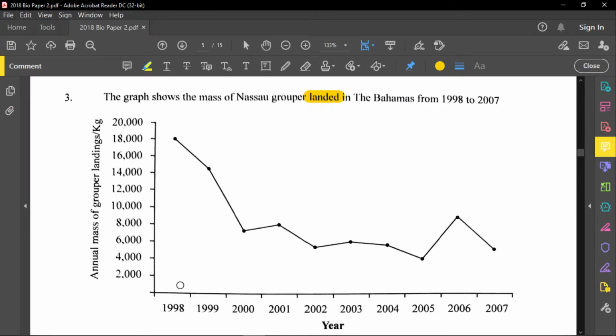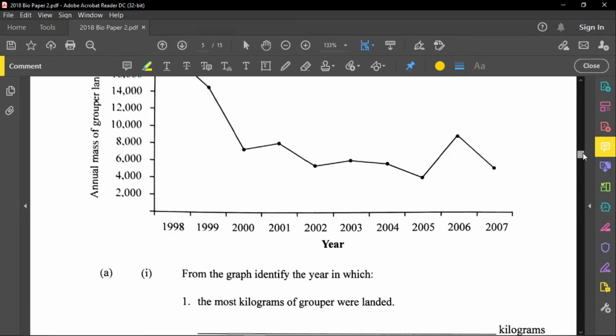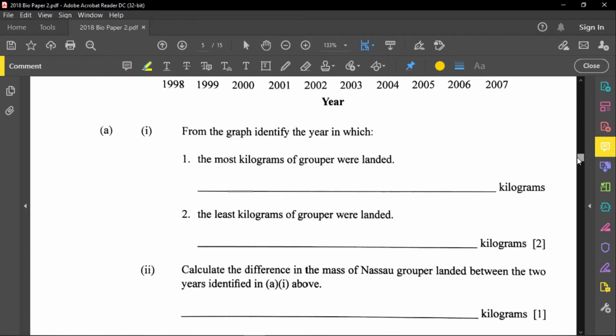Okay. So here now, the range of years from 1998 until 2007 based on the graph. Your y-axis shows annual mass of grouper landing, and this is in kilograms. And here is the amount of landing accounted for. So this is the data. Now here it said from the graph identify the year in which the most kilograms of grouper were landed. Here they're asking for the year, but here they have kilograms, so this will be a typo right here. This is actually the least, so this is a typo as well. So let's ignore the typo right there.